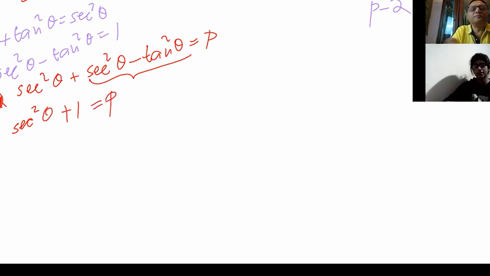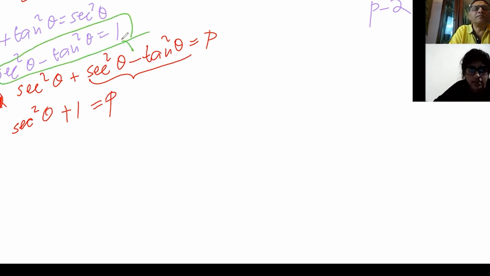What I did was I substituted secant squared theta as tan squared plus 1. One and the same thing. You could do that, and even then you get the same thing. So we know secant squared theta minus tan squared theta equals 1. This is a very important relation. I'll show you the importance at the end of this solution. Let's focus on the solution first, then I'll tell you how to use this.